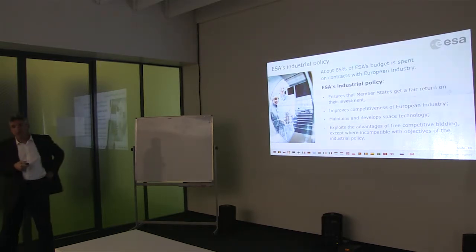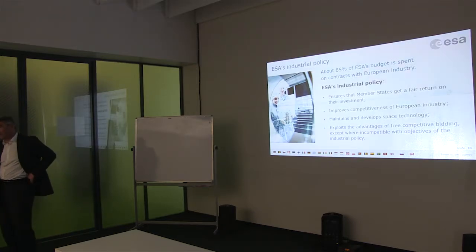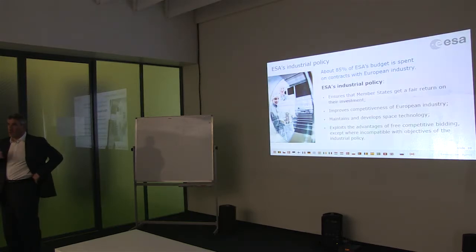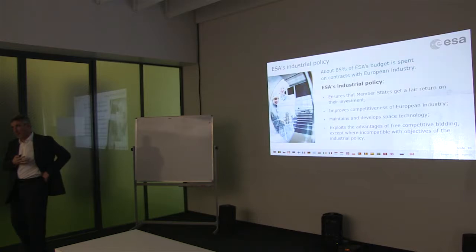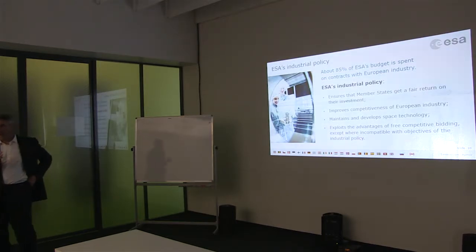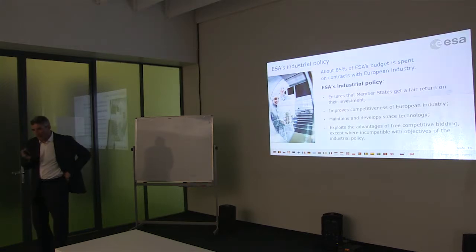But for instance, France is very interested in launches. So 50% of the launches budget comes from France. Germany is very interested in manned space. 40% of our manned space funding comes from Germany. Italy and UK are very interested in Earth observation and telecom. So together they finance about 30-40% of those programs.